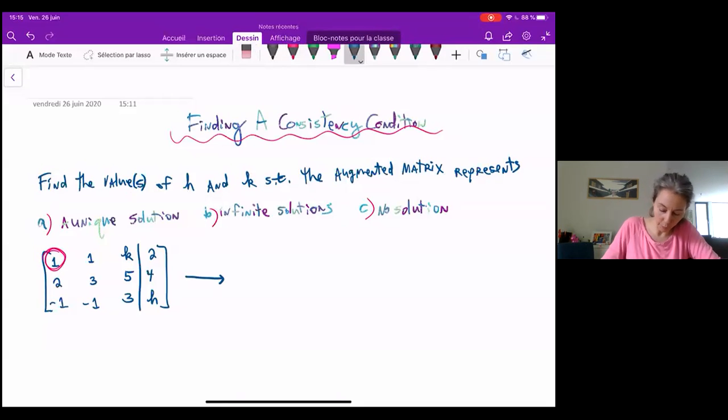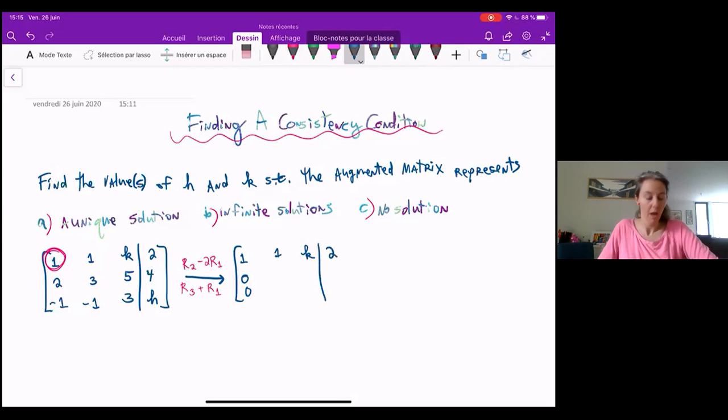And then I will do row 2 minus 2 row 1, and row 3 plus row 1. And this is going to give us 1, 0, 0. My row 1 is not changing: 1, K, 2. Then I'm doing 3 minus 2 times 1, that's 1. 5 minus 2K, well, there's nothing we can do about that there. And then 4 minus 2 times 2, that gives me a 0. Row 3 plus row 1, that's negative 1 plus 1, that's a 0.